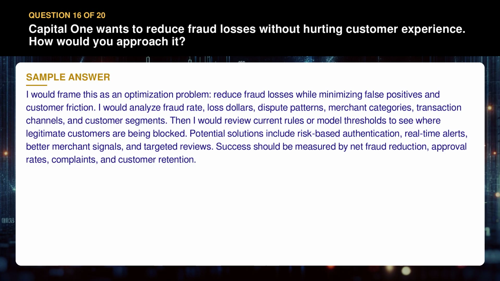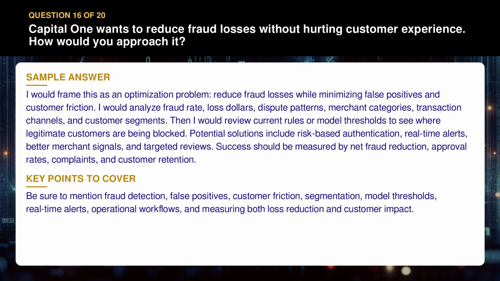I would analyze fraud rate, lost dollars, dispute patterns, merchant categories, transaction channels, and customer segments. Then I would review current rules or model thresholds to see where legitimate customers are being blocked. Potential solutions include risk-based authentication, real-time alerts, better merchant signals, and targeted reviews. Success should be measured by net fraud reduction, approval rates, complaints, and customer retention. Be sure to mention fraud detection, false positives, customer friction, segmentation, model thresholds, real-time alerts, operational workflows, and measuring both loss reduction and customer impact.